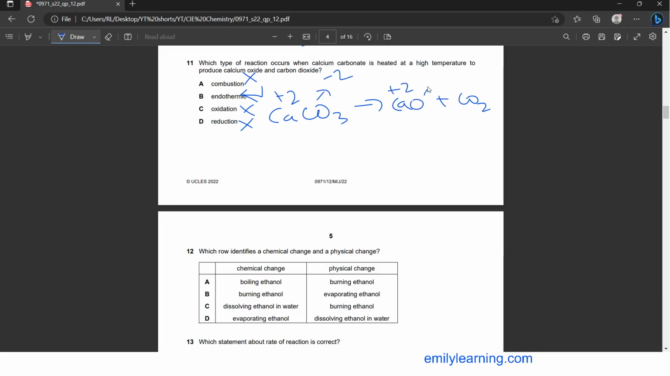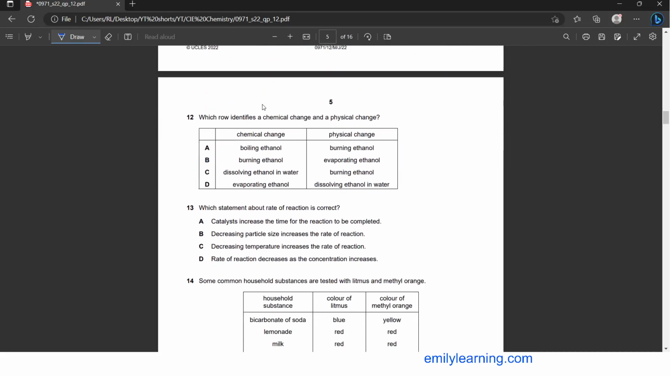Oxygen is still -2 in oxidation state. Carbon is still +4. So there's no change in oxidation state for anything here. There's no oxidation, there's no reduction. But this reaction requires heat. You need to pump in heat in order to decompose calcium carbonate. So the only word that matches this is endothermic. So for 11, the answer is B, endothermic.